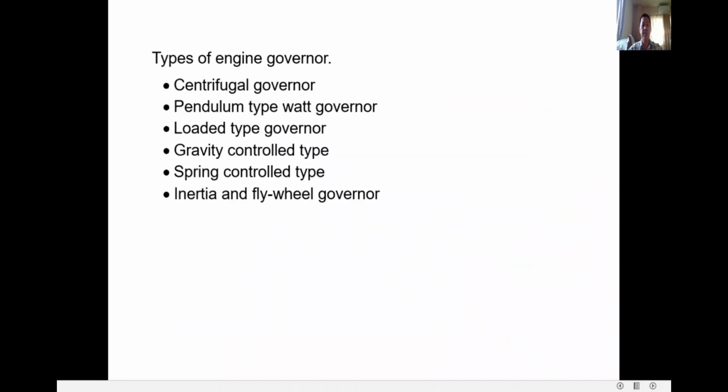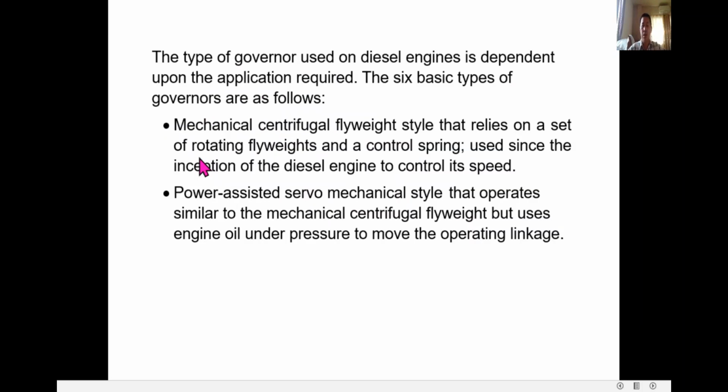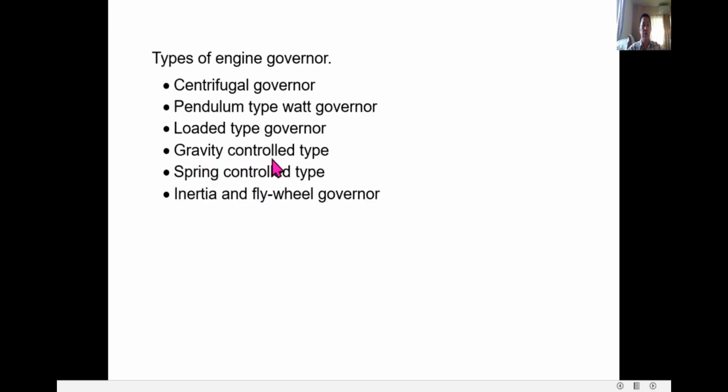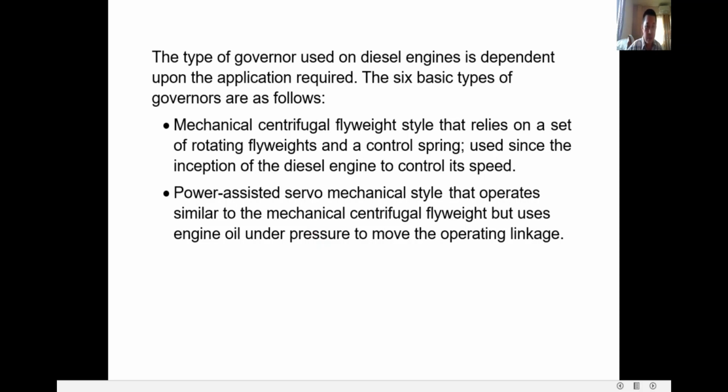So next, types of engine governor. We have centrifugal governor, pendulum type watt governor, loaded type governor, gravity control type governor, spring control type governor, inertia and flywheel governor. The types of governor used on diesel engines depend upon the application required. The six basic types of governors are as follows.